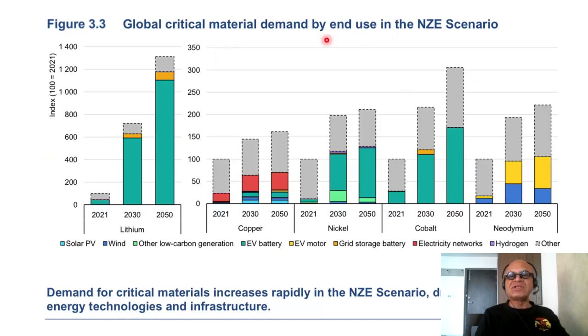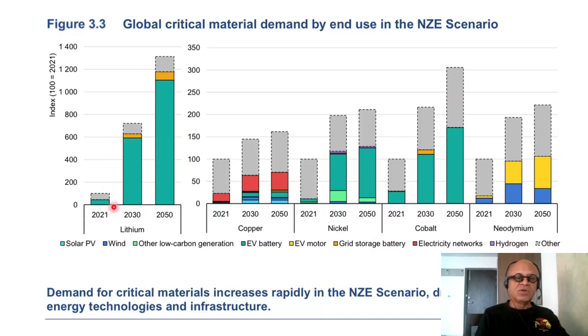Global critical material demand by end use in net zero emission scenarios here. Lithium, copper, nickel, cobalt, and neodymium going from 2021 to 2030 and 2050. And we are looking at critical material demand by solar PV, wind, other low carbon generation, EV batteries, EV motor, grid storage battery, electricity networks, hydrogen, and so on. So other is quite big here as well.